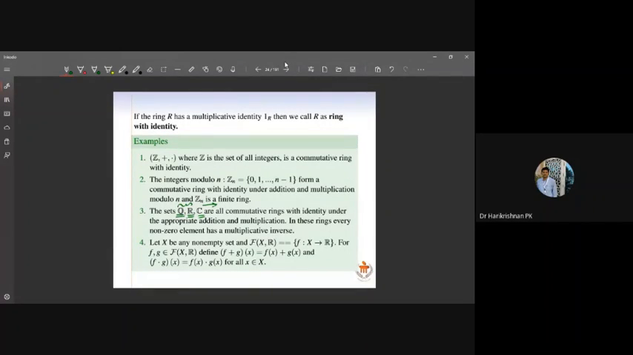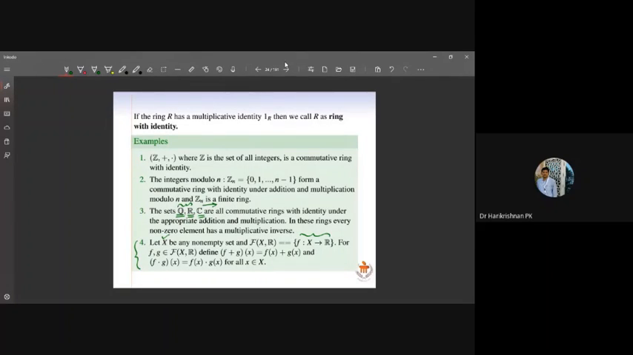And you come to this example. This is a slightly interesting example. You take X as a non-empty set. You take all the real valued functions from X to R, the collection of all real valued functions from X to R. So till now we have seen that in the collections, the elements are numbers. Here the elements are what? Functions. So how to define the addition and multiplication?